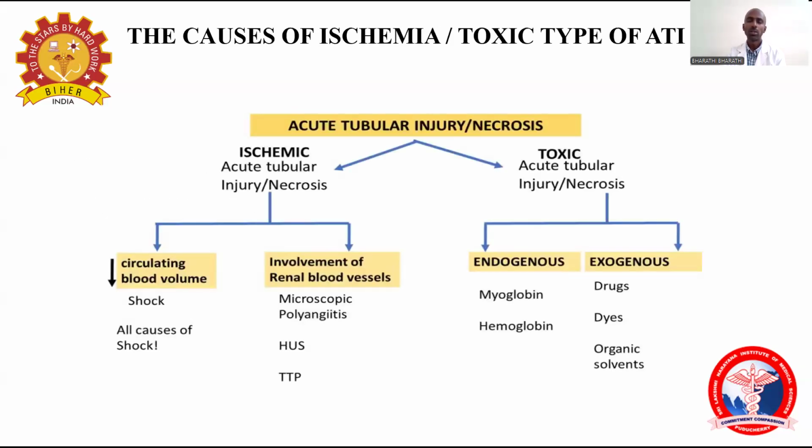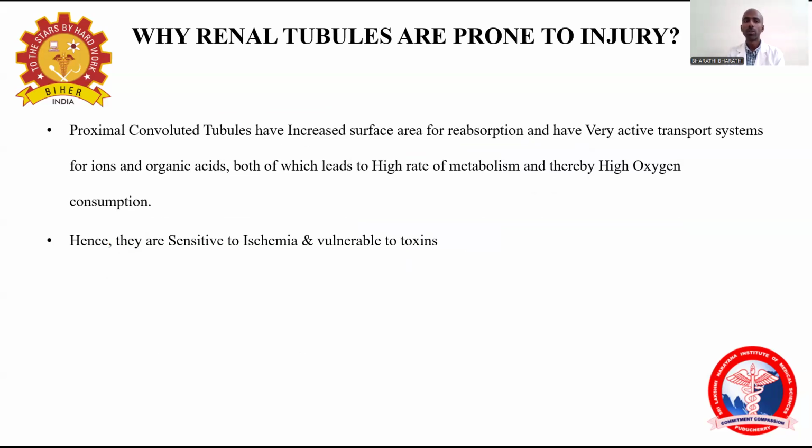So the ischemic part is due to decreased circulating blood volume and due to obstruction of the blood vessels. And the toxic part is due to either endogenous toxins or exogenous toxins. Endogenous toxins may be due to myoglobin, and exogenous due to drugs, dyes, or organic solvents. So, proximal convoluted tubules are affected most. Why? Because they have more convoluted area, so they have a greater surface area for absorption. So, this will result in injury.